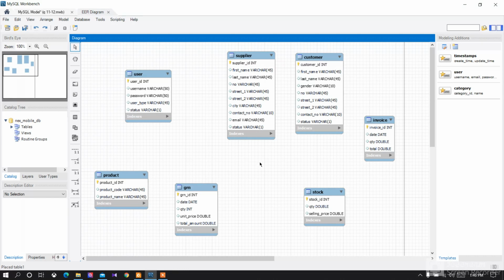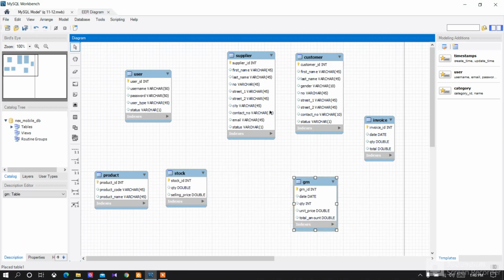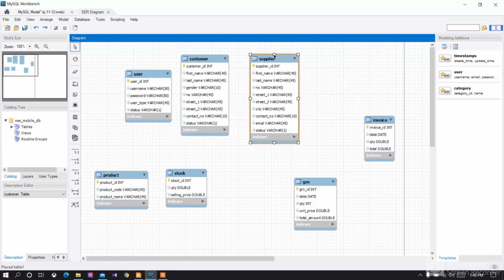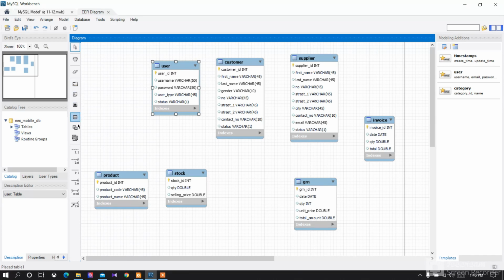First I have to add the relationship between supplier and the GRN table, which is good received note. Supplier will give the good received note for the shop. No, the shop will give the good received note for the supplier. So I'm going to give the relationship where there will be many good received notes for one supplier. So there will be a one-to-many relationship between those two tables. So one good received note will have only one supplier, but one supplier will have many good received notes.